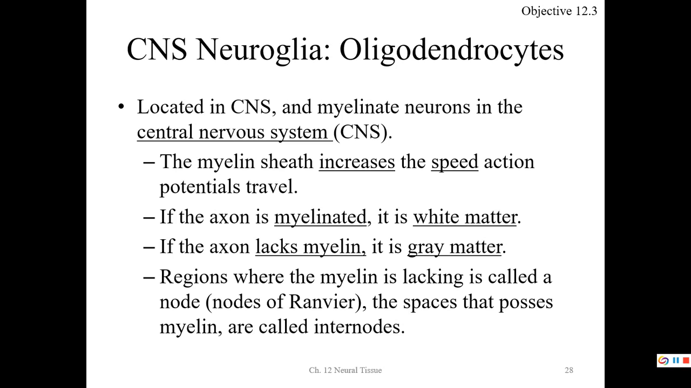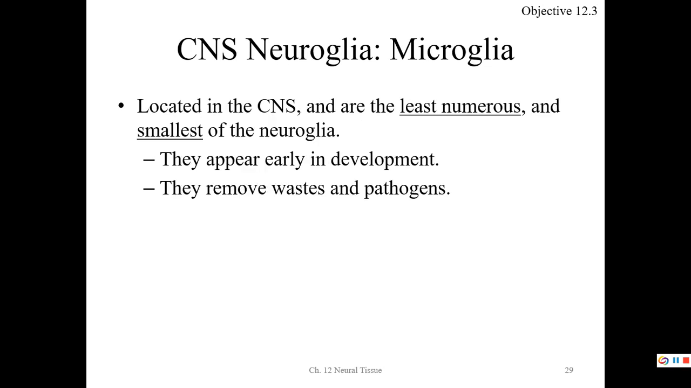Where it touches the axon is called internodes. Where it's not touching, there's a gap. That gap is called a node of Ranvier. Okay. Now, I have a picture later on that I'll show you guys.